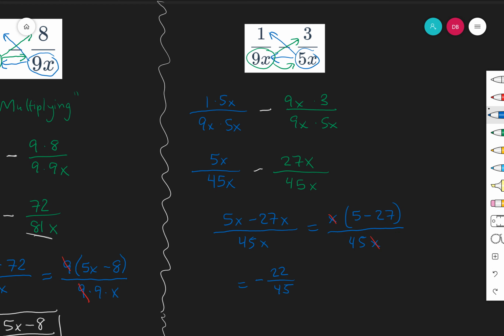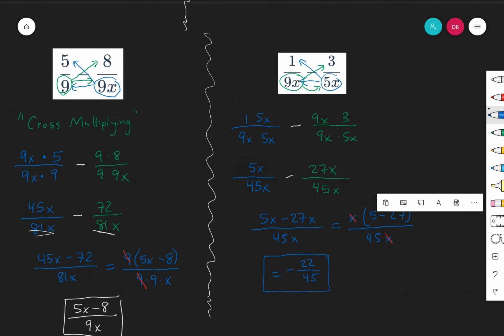So we start by cross multiplying to find a common denominator, and then we just perform whatever operation. Then it becomes a simple common denominator problem.